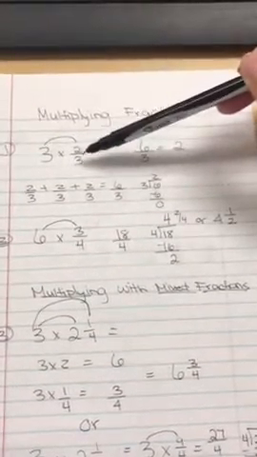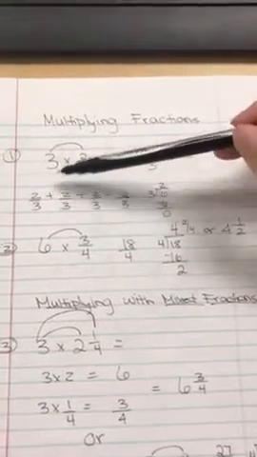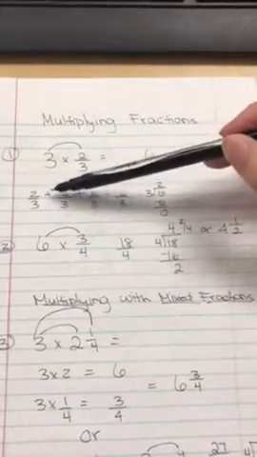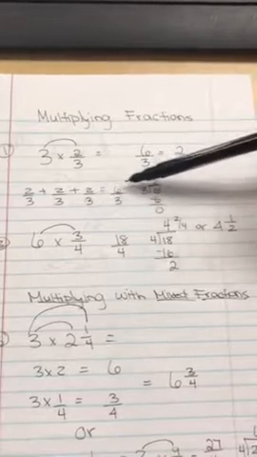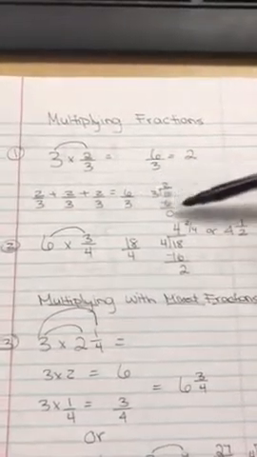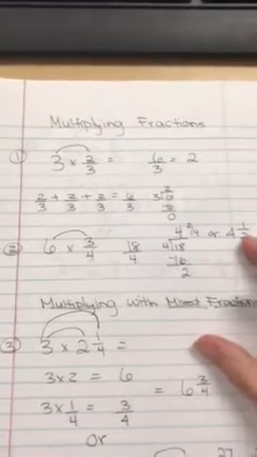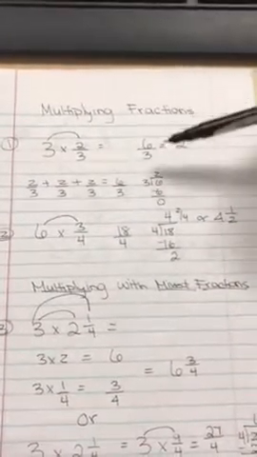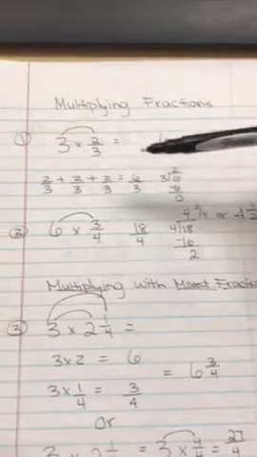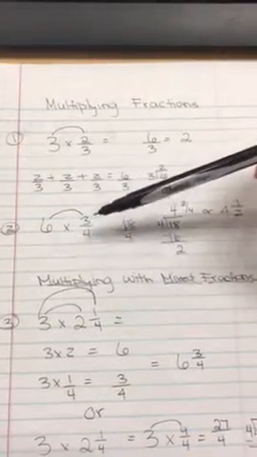Another way of looking at this is the same thing as saying 3 times 2/3. So 2/3 plus 2/3 plus 2/3 gives you 6/3. And again, when I divide, if I use that old-fashioned way of changing an improper fraction to a regular fraction, I would get 2.